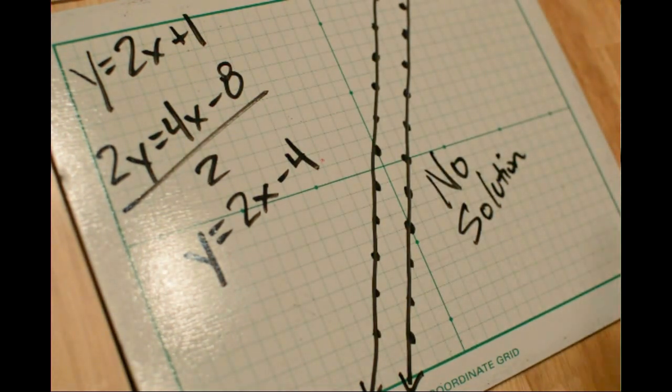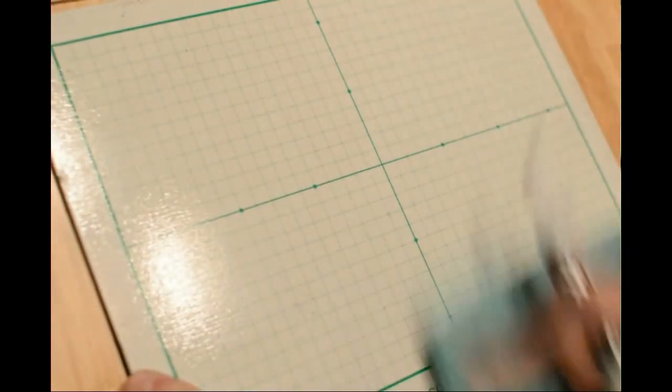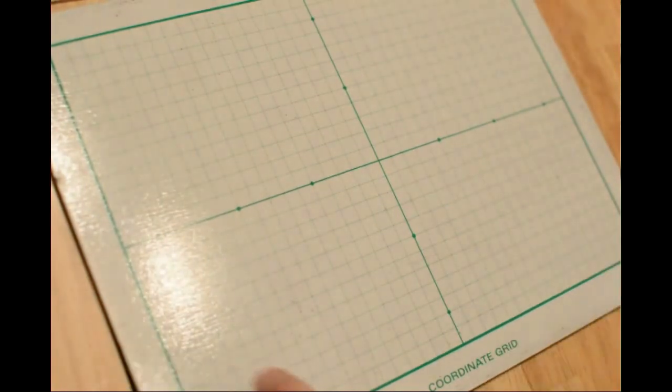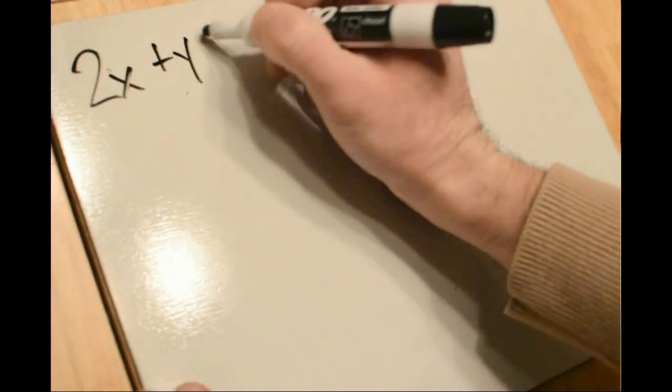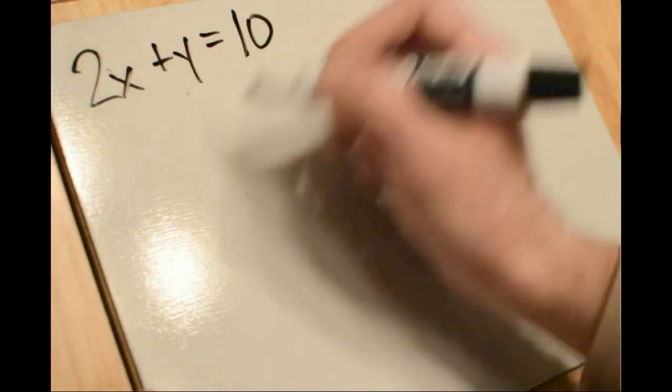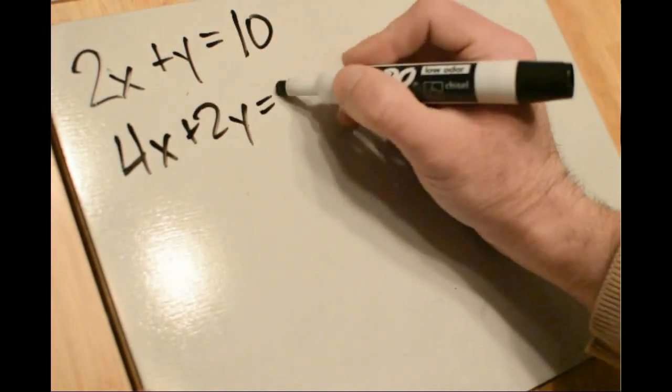If you have parallel lines, or if your variable terms drop out and you have a false statement like 2 equals negative 8, you have no solution. Take a look at one more here. We have 2x plus y is equal to 10, and 4x plus 2y is equal to 20.